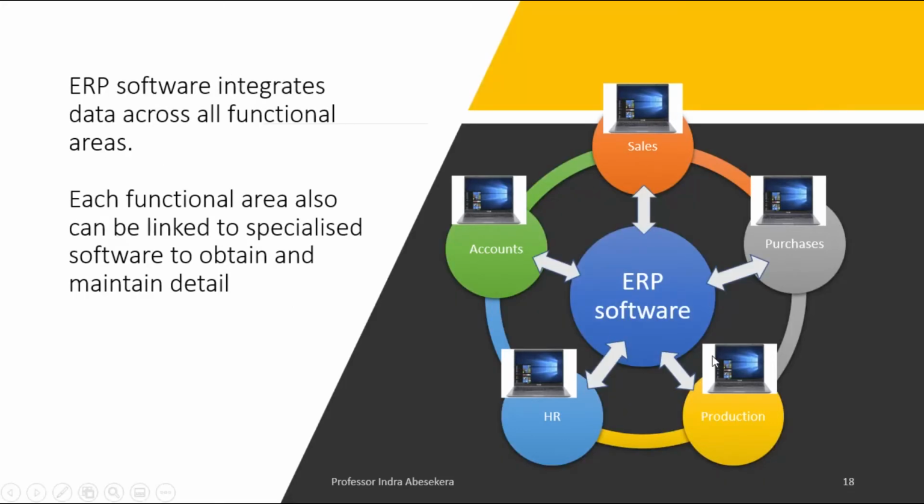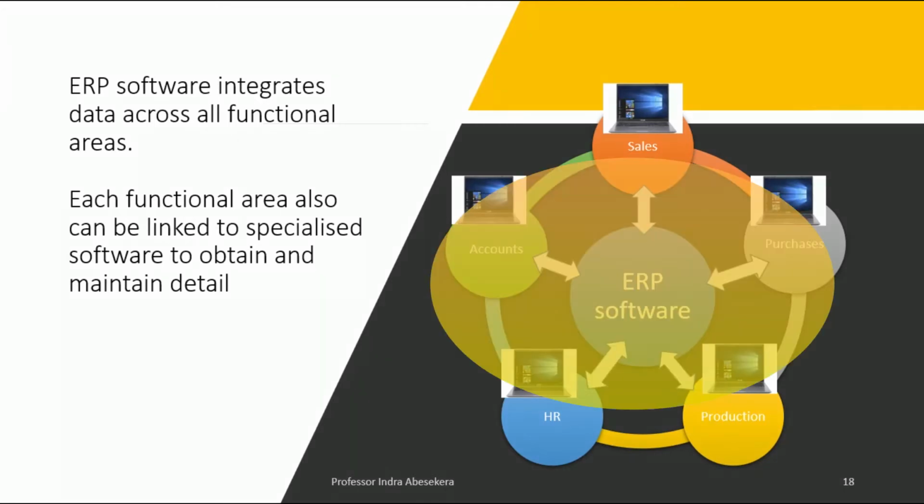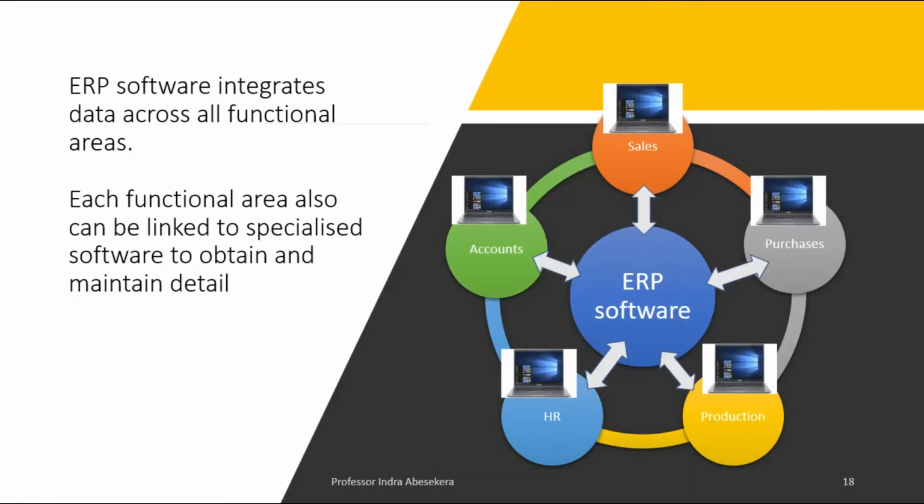What the ERP software does is that, using the set of rules in the software, it will communicate with the functional areas, connect with the data that are in these functional areas, and bring this data into a common place.